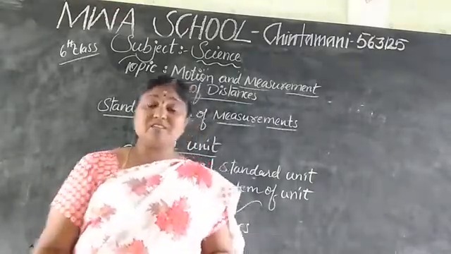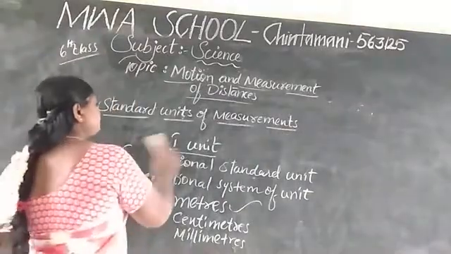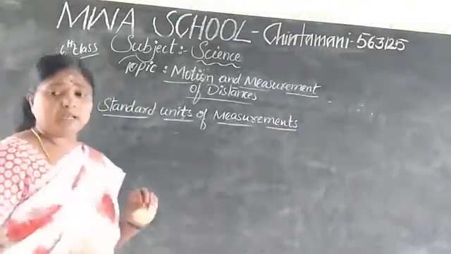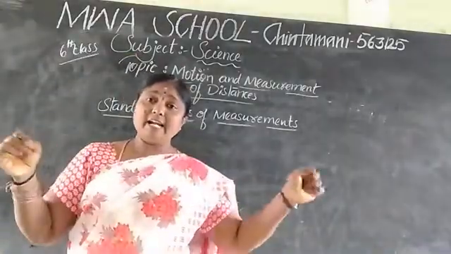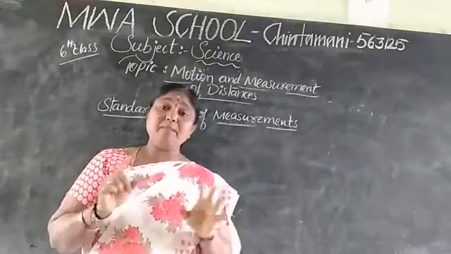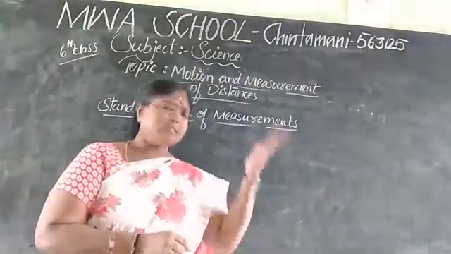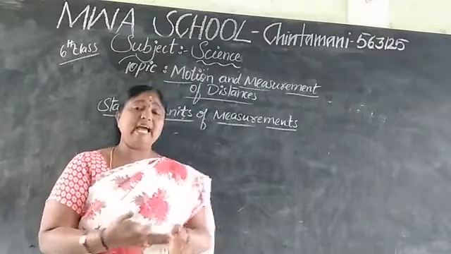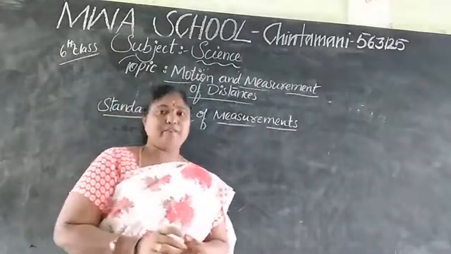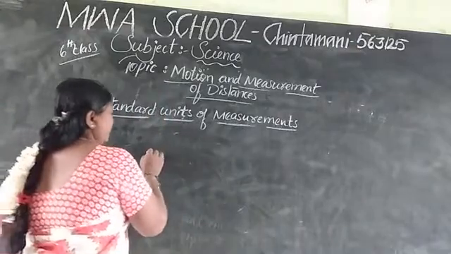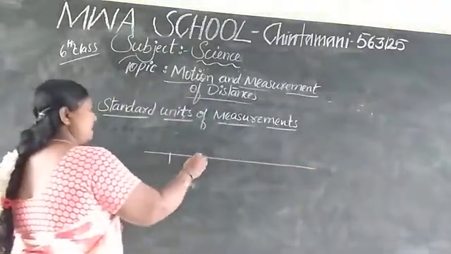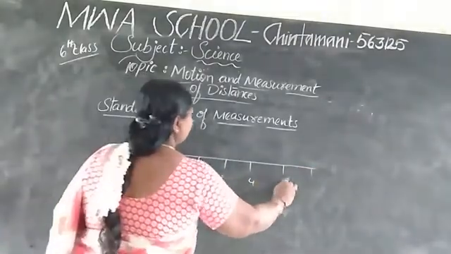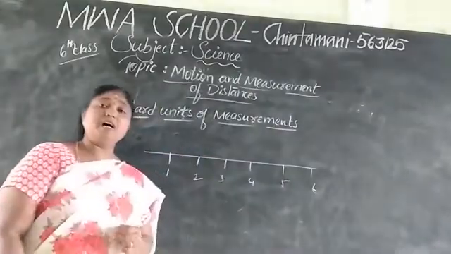Have you seen the meter scale, children? If you go to the cloth shop, you want to stitch your uniform, then what will the merchant do? He will take the tape, and first he takes 1 meter length. Then comparing to the child's length, how much the shirt or pant needs, that much length he is going to give us. Yes. So that is the meter scale. In that meter scale, like this, the measurements will be given for us. 1, 2, 3, 4, 5, 6.